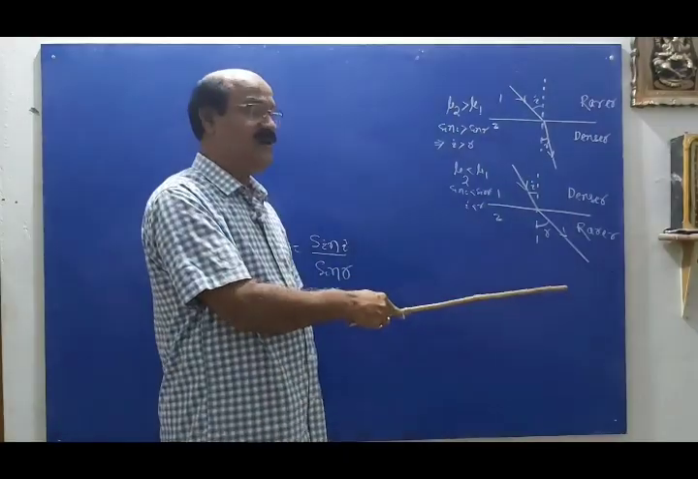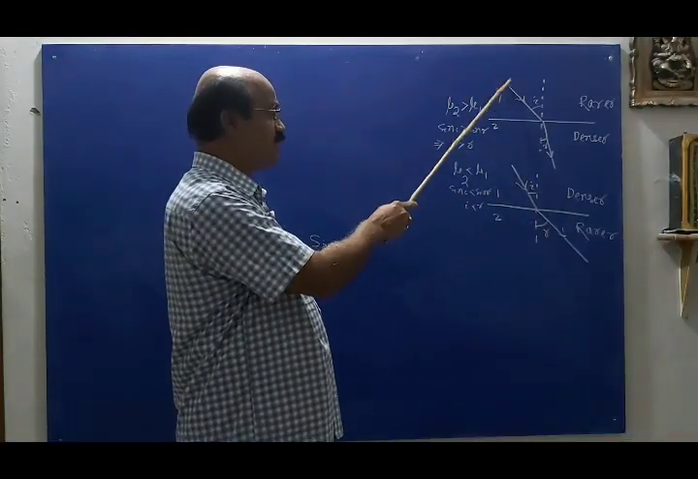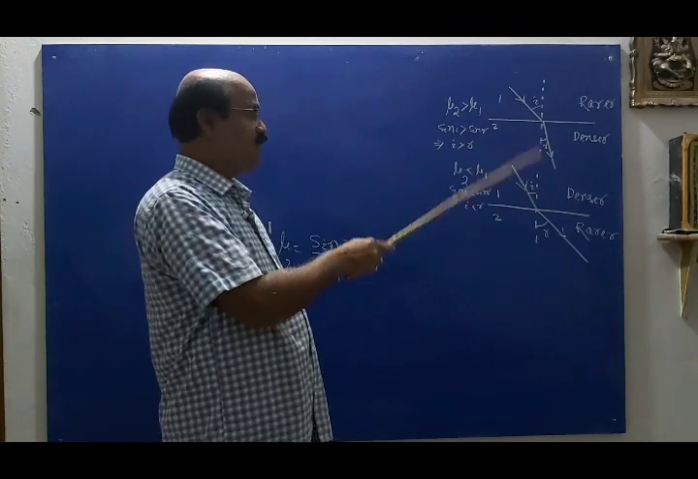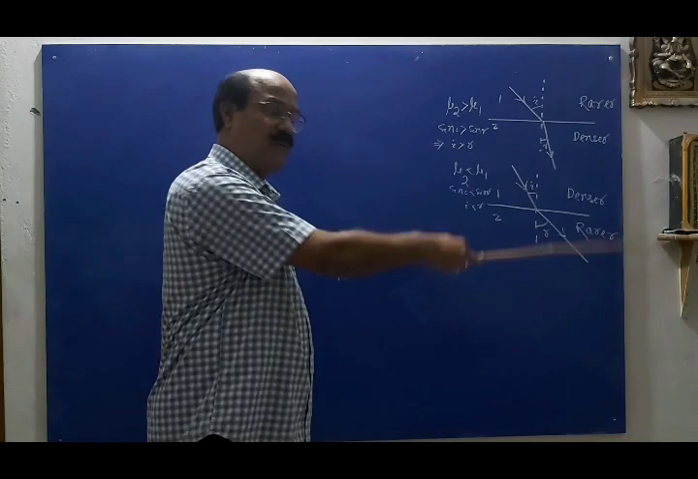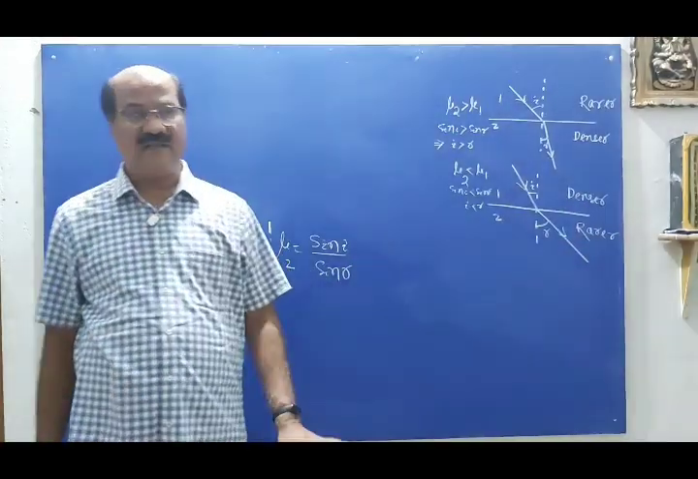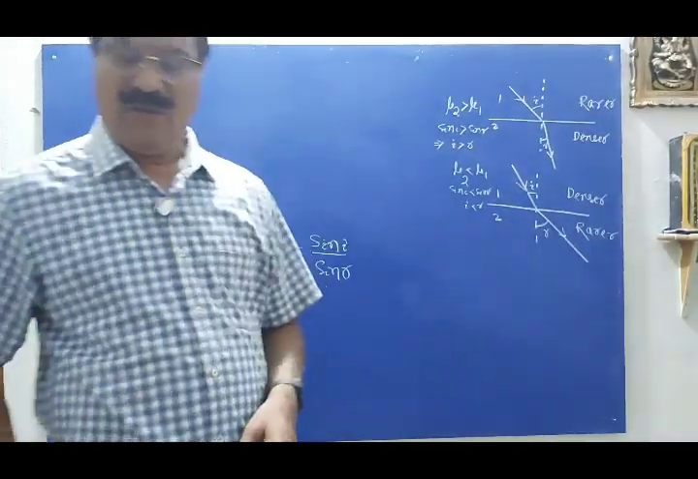That's why we say when a ray of light travels from rarer to denser, it bends towards the normal. When a ray of light travels from denser to rarer, it bends away from the normal. Okay, these are the conclusions.